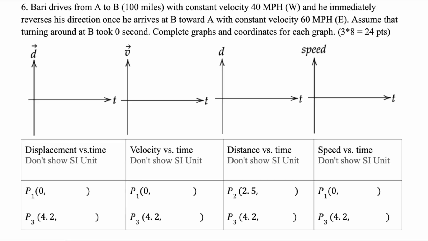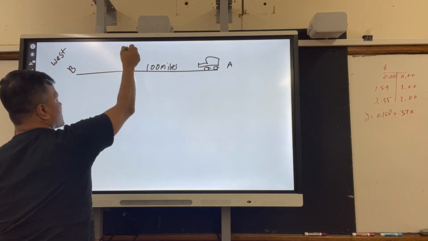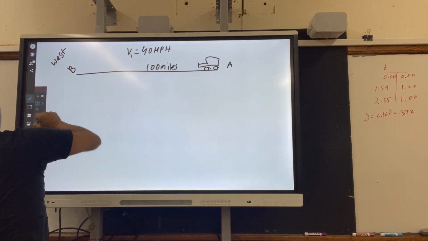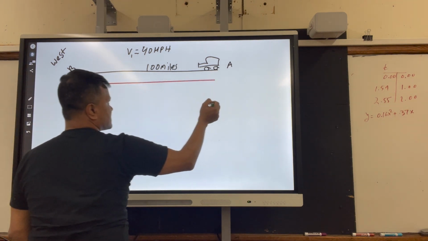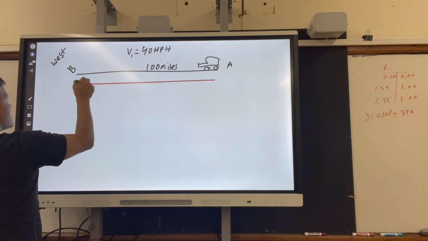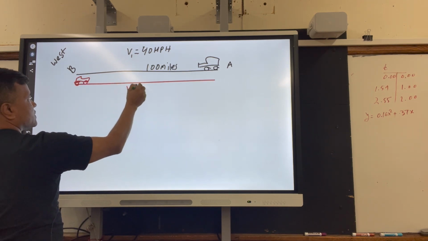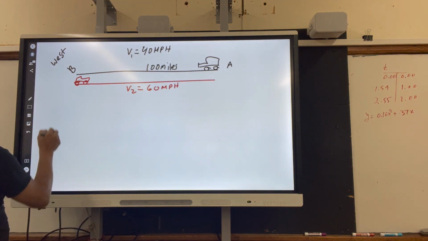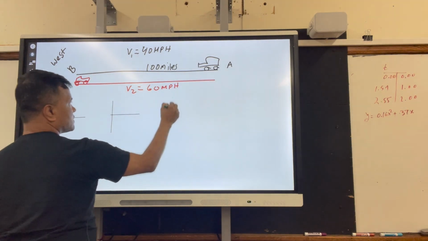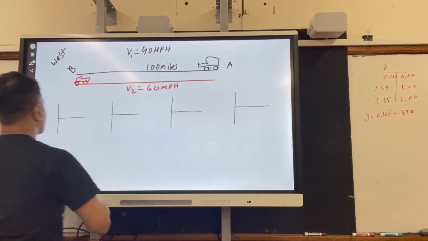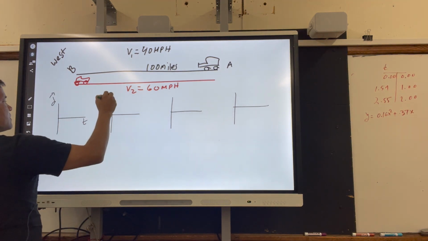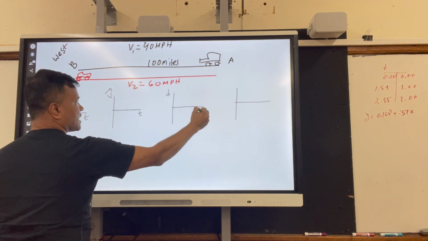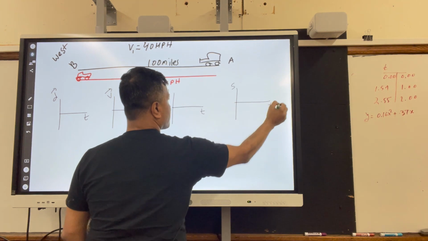Now we're going to do problem number 6. He moves with velocity 1 of 40 miles per hour, and then he immediately moves from B to A, and the turnaround time would be 0 seconds. His velocity 2 is 60 miles per hour, right? I want you to do the 4 graphs: graph 1, graph 2, graph 3, and graph 4. You're going to call them displacement versus time, velocity versus time, distance versus time, speed versus time.